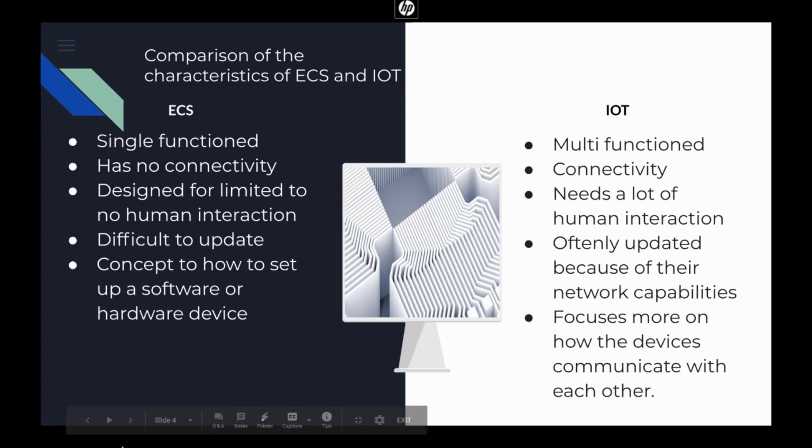And the last one is the concept of how to set up a software or hardware device. Since the ECS is an isolated system, when it's being set up or designed, the main focus is only on that one system, since it doesn't communicate with other systems. On the IoT part, it focuses more on how the devices communicate with each other, since an IoT device is comprised of different devices and systems that are used to interchange data. Yeah, that's it for the comparison. I'll pass it on to the next person.